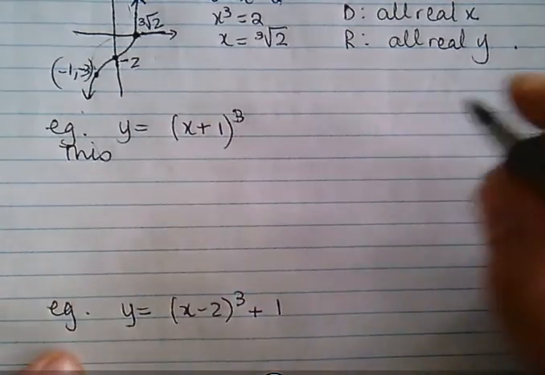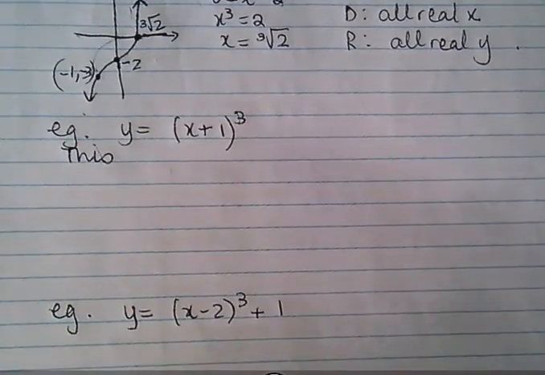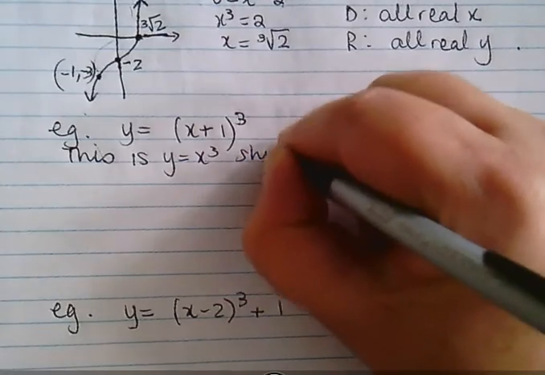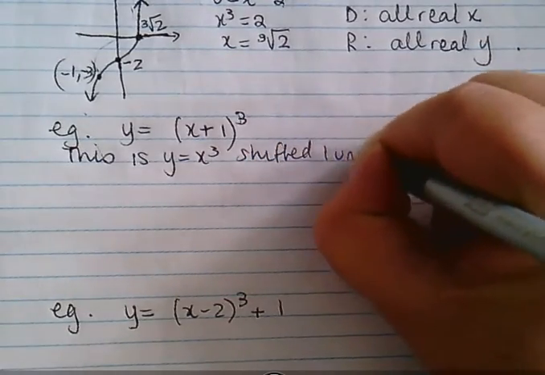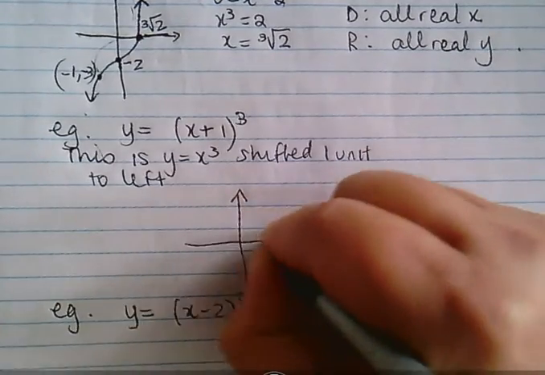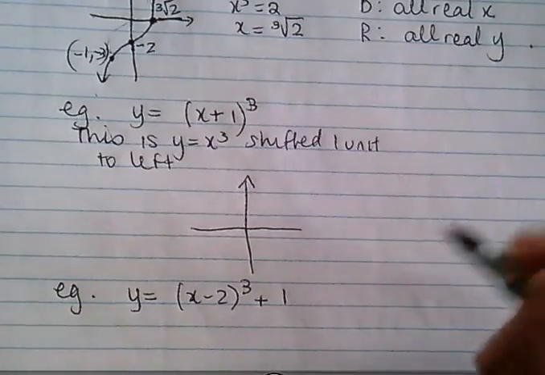The next example, (x + 1) cubed, because it's x plus 1 in the brackets cubed. It is the shape of x cubed, but shifted. So this is y equals x cubed shifted 1 unit to the left. So just the same shape, but be careful. Let's just put the y-intercept before we start.